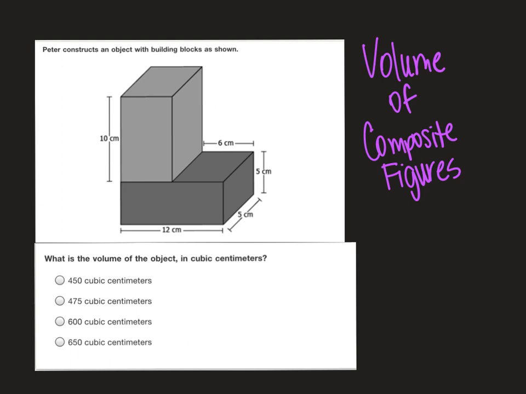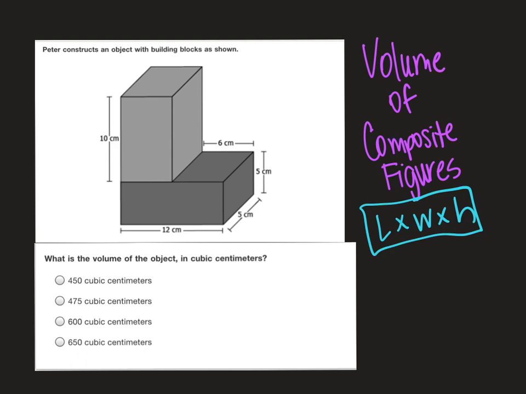So we know that to find volume, we learned in the previous video that for the volume of a rectangular prism, we're going to use length times width times height. We need three dimensions, three numbers, to figure out what the volume of a rectangular prism is.